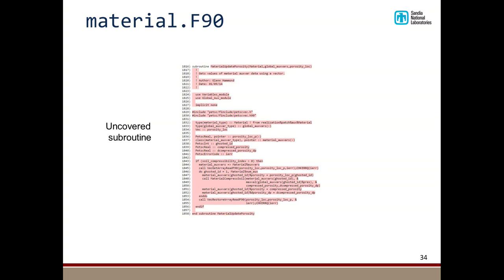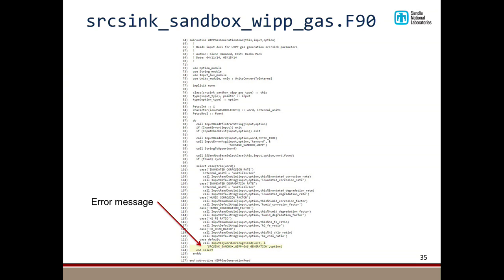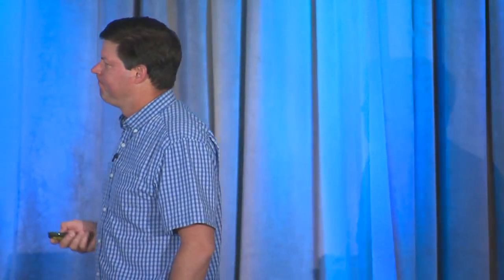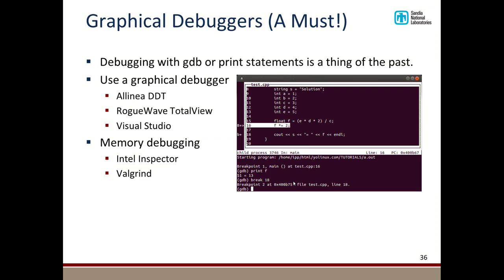This is an uncovered subroutine in the same file. If the entire subroutine is not covered, it's red. If the portions are covered, the uncovered portions are yellow. And then here's my error message in that last one that has excellent coverage. This is basically an unrecognized keyword from the input file, but we don't have any unrecognized keywords. Not a problem. Graphical debuggers.